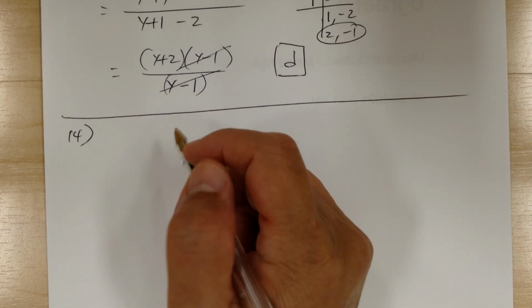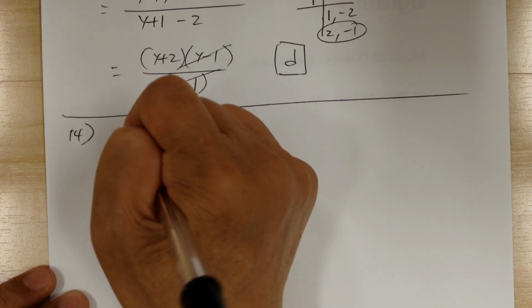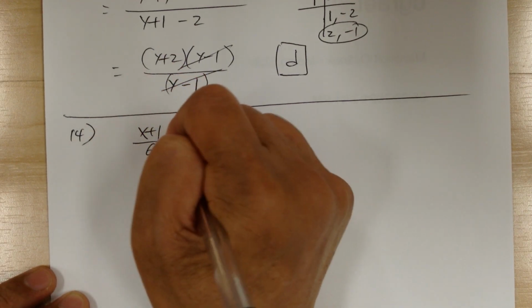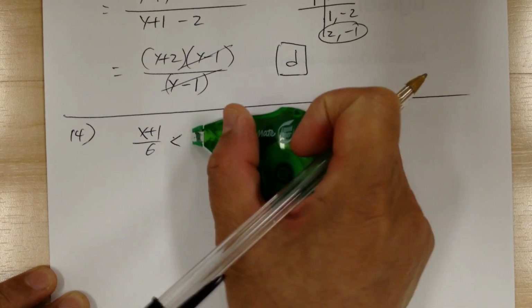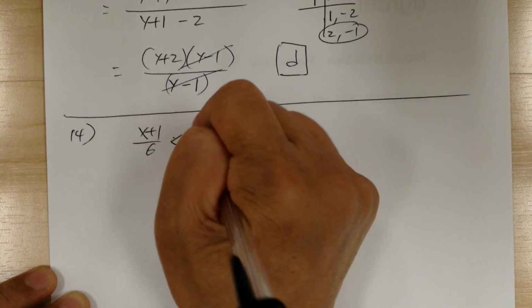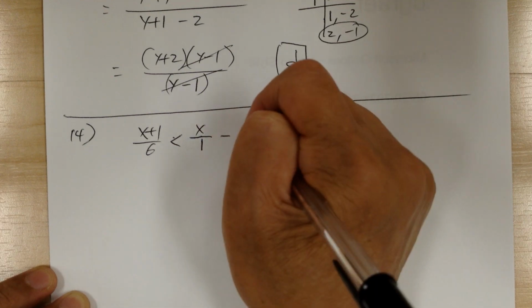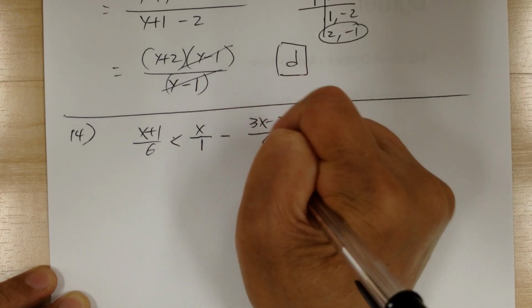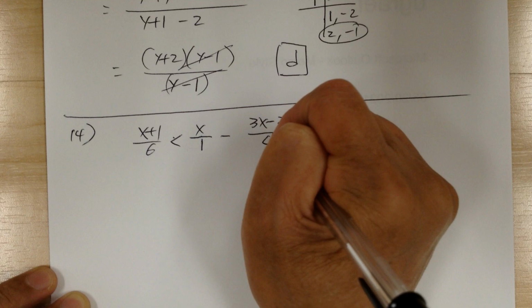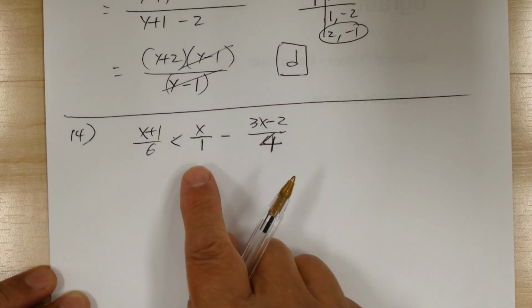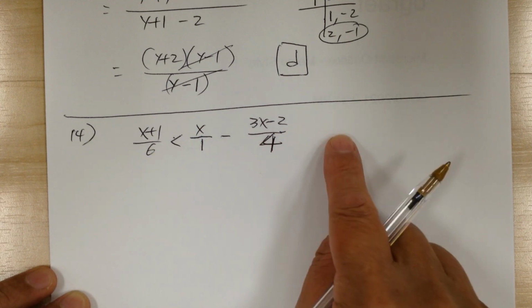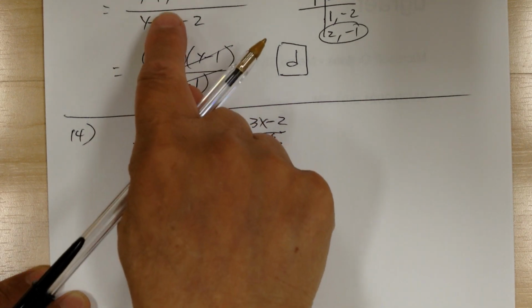Okay, number 14, you have (x plus 1)/6 is less than x. So again, this is a fractional equation, so I'm going to put it as x over 1 minus (3x minus 2)/4. Okay, so I'm going to multiply by the LCD. When you have an equation or inequality, you can just multiply to get rid of the fraction, but you cannot do that with an expression.